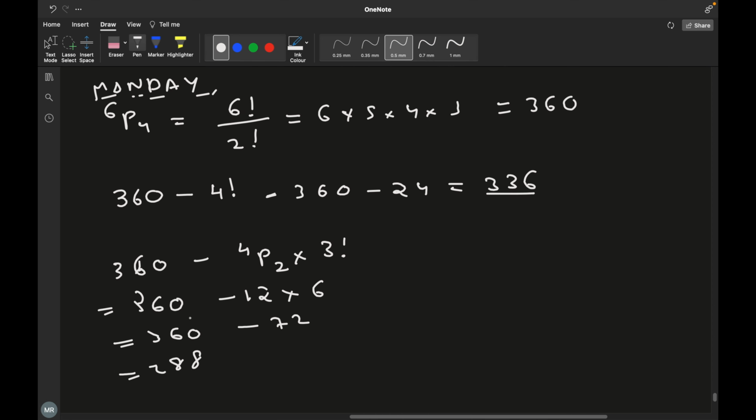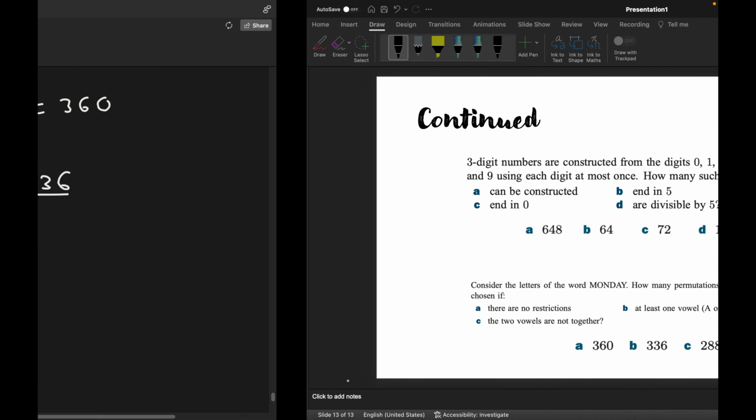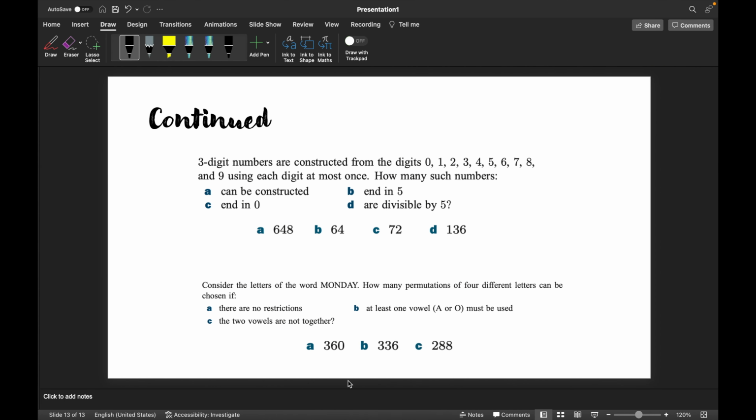So the first answer is 360, the second is 336, and the final answer is 288. Let's check the answer. That is also what we got. And with that, we're done with permutation. Try to solve a lot of questions from the book, from the past papers. And now we'll do combinations.